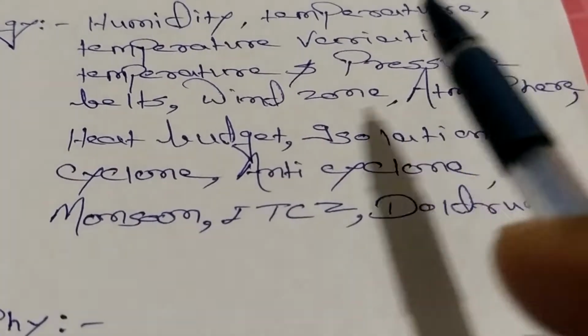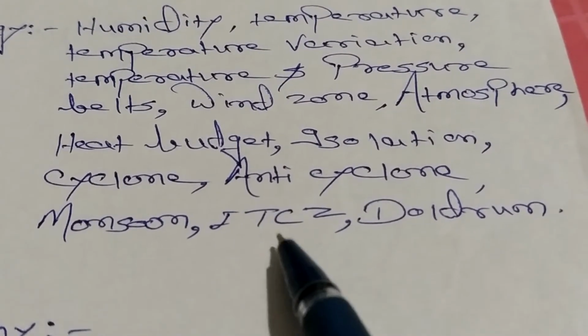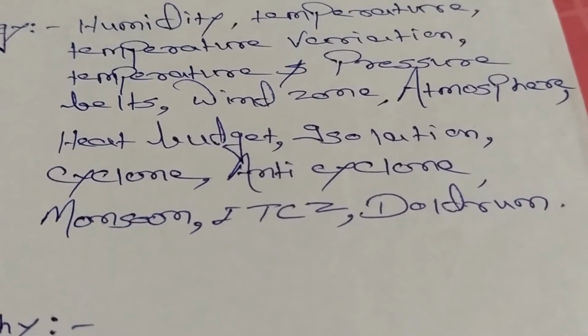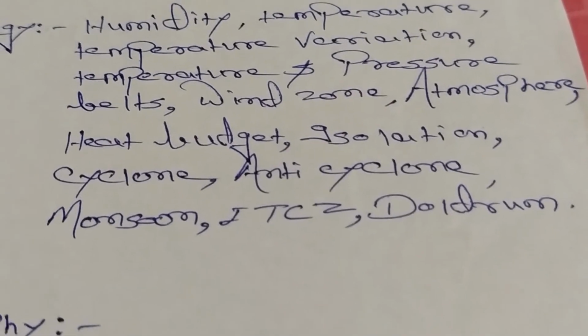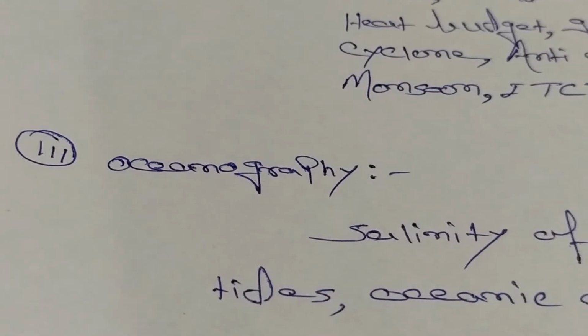Then monsoons, how monsoons are formed. Then ITCZ, intertropical convergence zone. Then doldrum is the area of 5° north and 5° south from the equator. Okay friends, then the third part of physical geography is oceanography.